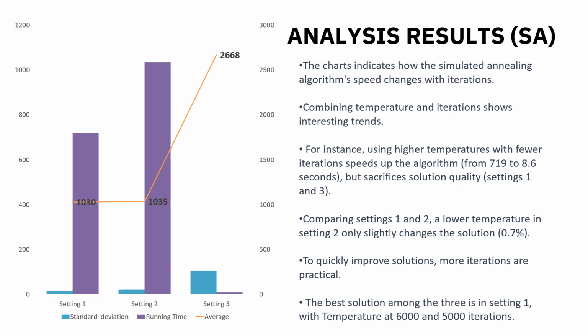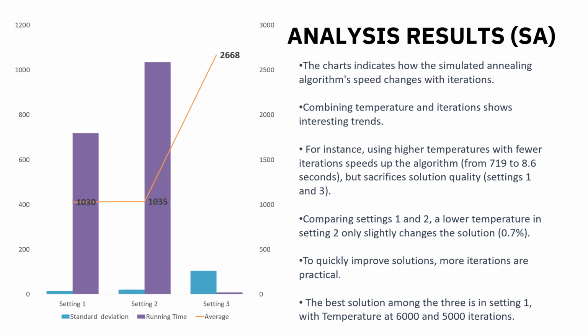So this is having a lower temperature, but in terms of the iterations it is the same for setting 1 and setting 2. It shows an incremental of only 0.6%. So I think if we want to solve the problem quickly by using simulated annealing, more iterations will be more practical.